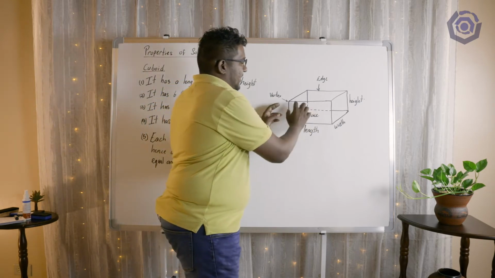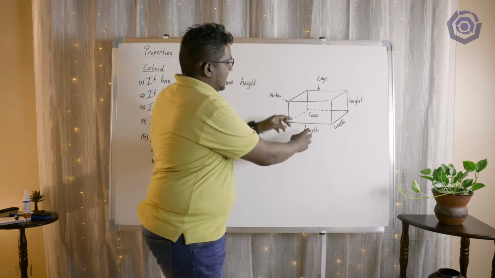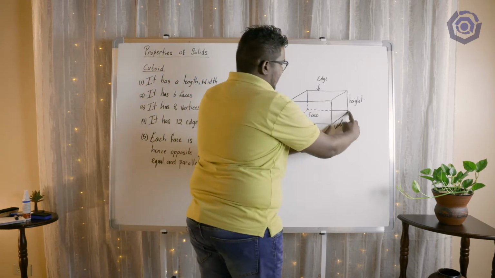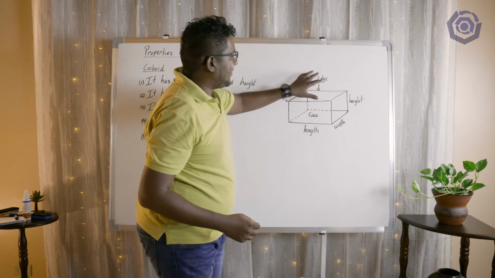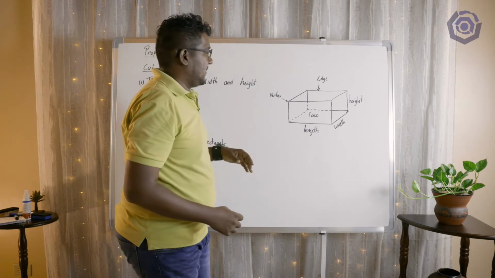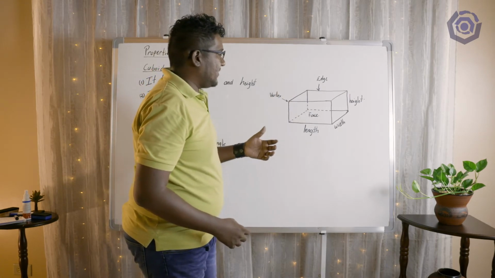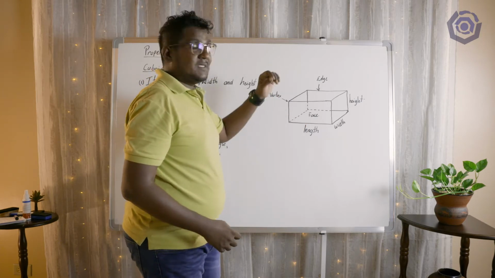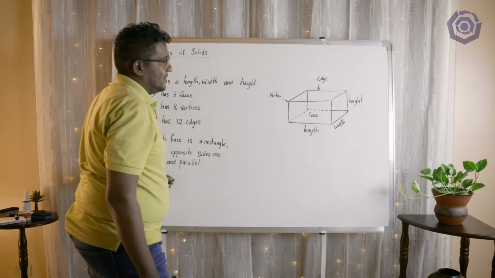Now the cuboid, each face is a rectangle, so that means the length here and the length up here would be the same. The width across here and the width across here would also be the same, and the height right the way around would also be the same. So you have the 6 rectangular faces, and if you remember from the properties of a rectangle, opposite sides are equal and parallel, and that's why they said opposite sides are equal and parallel.